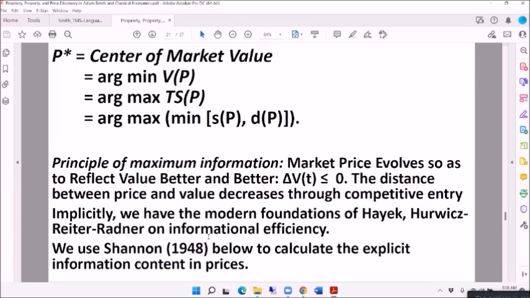Now we call P star the center market value. And P star minimizes this V of P function. It maximizes the surplus actually collected by buyers and sellers, and it maximizes trade, which is always the minimum of the amount of supply or demand. We call this the principle of maximum information. Market price evolves so as to reflect value better and better. It keeps moving until it's stationary.